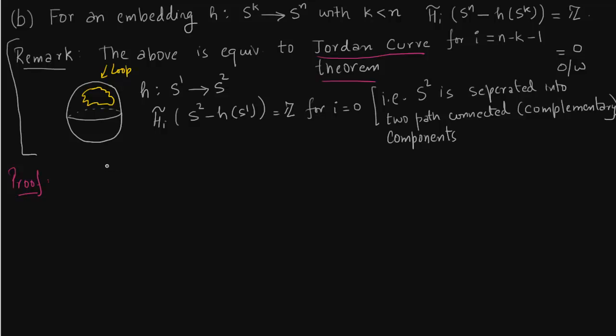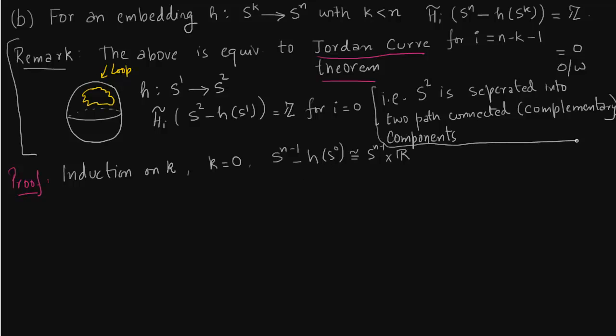So the proof is by induction on K. So you take K as 0. So say, this is S^N, not S^(N-1). I will correct it later. So S^N minus h(S0). Again, note on the left side, it should be S^N, not S^(N-1). And on the right side, it is fine, which is S^(N-1) times R.